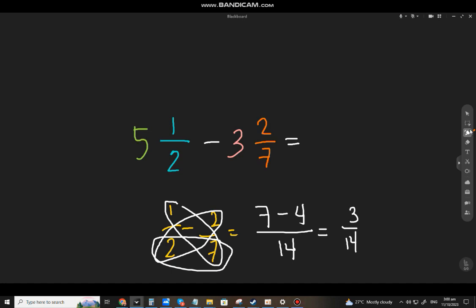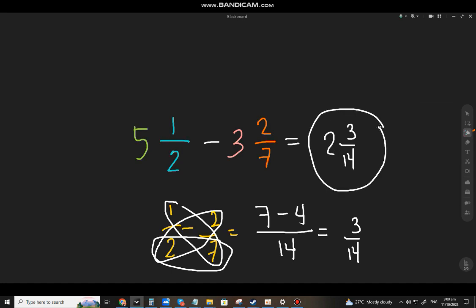Now you copy paste it like so. Copy paste, not cut. And for the whole number, we simply subtract them. That will be 5 minus 3, which is 2. And that's already the final answer: 2 and 3/14.